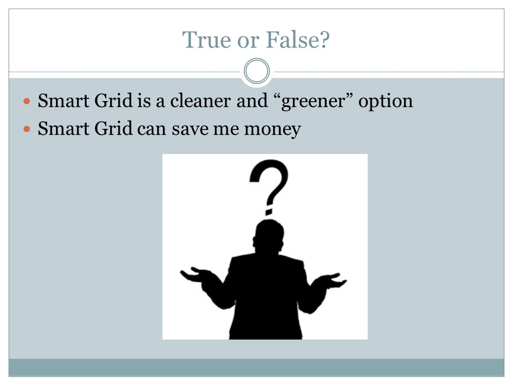The next statement is smart grid can save me money. This is actually true. So as stated before, you are able to control certain devices within your house and turn off outlets when you're not using them. So overall, it will save you money on your electrical bill.